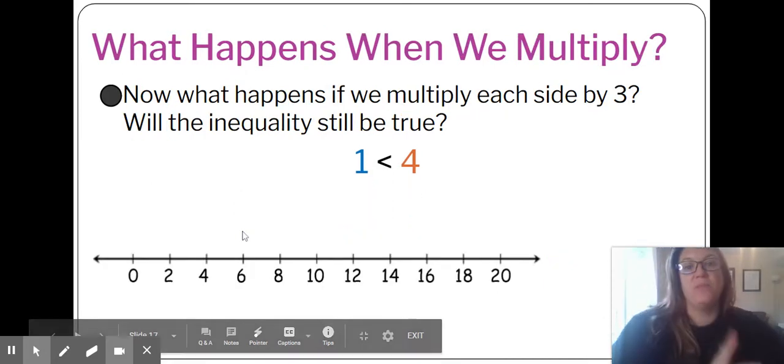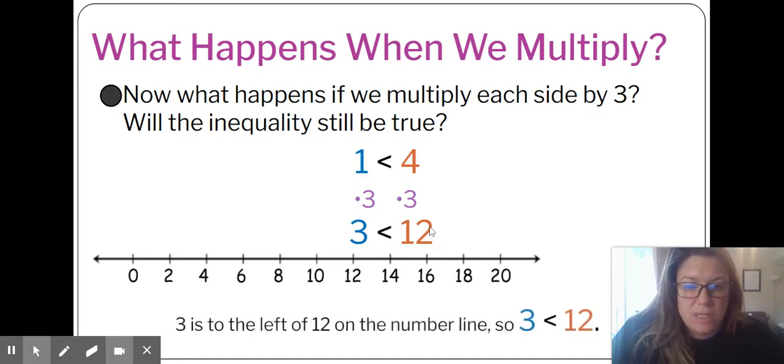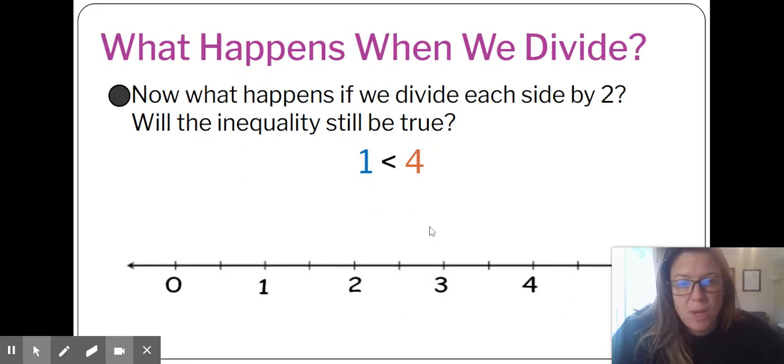All right, what happens if we multiply? So now we're going to multiply both sides by 3. So 1 times 3 is 3, and 4 times 3 is 12. Is this inequality still true? Of course, 3 is less than 12. It's to the left of the 12 on the number line, so we're still true.